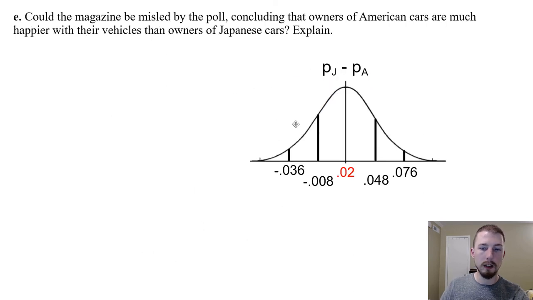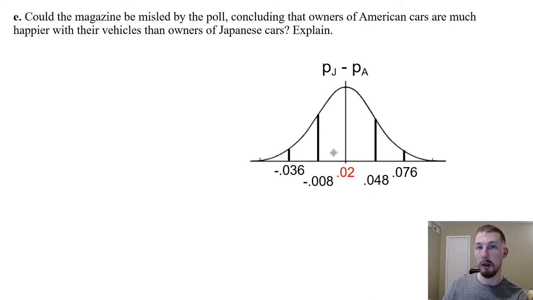All right, could the magazine, well, that's what this is, by the way. So could the magazine be misled by the poll, concluding that owners of American cars are much happier, or just more happy with their vehicles than owners of Japanese cars? So that would be when the difference in the proportions was negative, because the American would be higher than the Japanese in that case, which would be the wrong conclusion. So that would happen anytime that we would have a negative proportion. So that's with the z-score here, that would be to the negative.